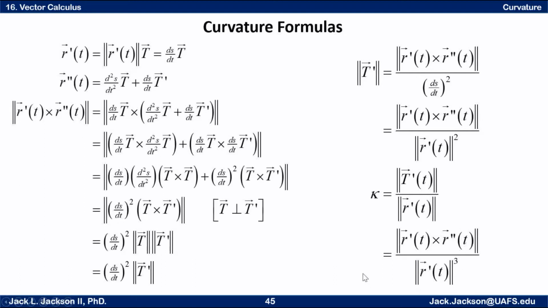So ultimately, this gives us another formula, in fact, a more useful formula a lot of times, back in terms of r, and this is for the curvature. So the curvature kappa is the norm of r prime cross r double prime, and then divided by the norm of r prime cubed.